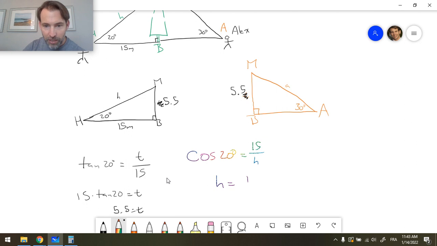H is equal to 15 over cosine 20. And that's going to give me this h. That's how far Hannah needs to travel. All right, I'm going to punch that in a second. I'll do all of my different calculations here. And in this one, I'm going to relate this side, which we found there. That's the idea of conjoined triangles, Hannah. This is where you might see it.